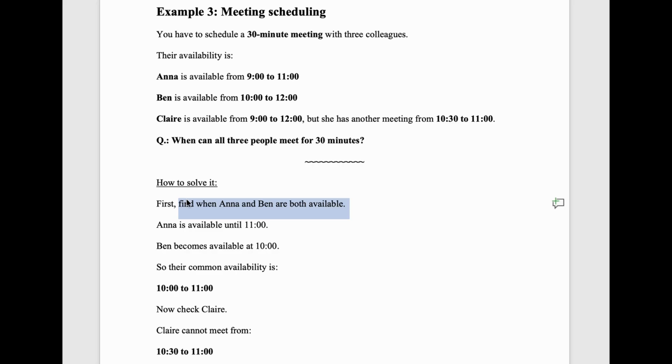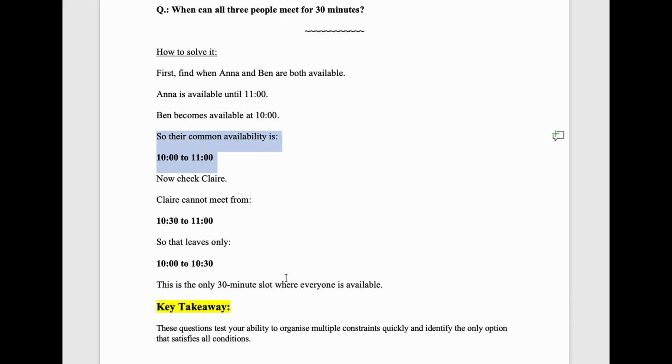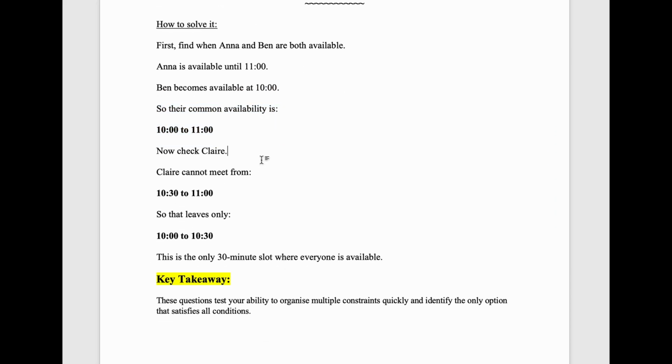So when Anna and Ben are both available, Anna is available until 11, we know it, and Ben becomes available at 10. So you come out with the common availability of these two, and you know that it's between 10 to 11. Now you have to check with the third, which in this specific example is Claire.